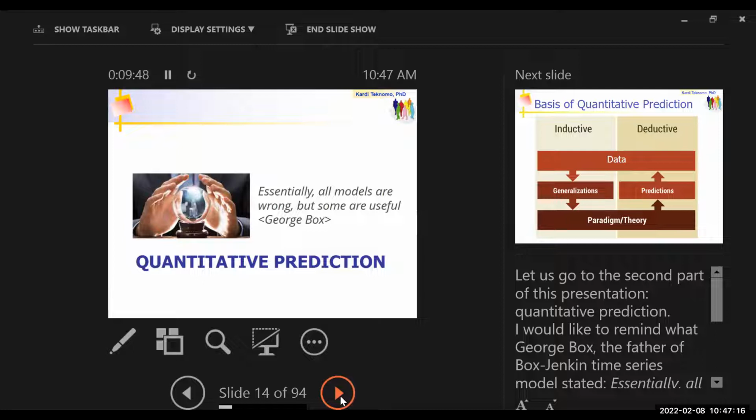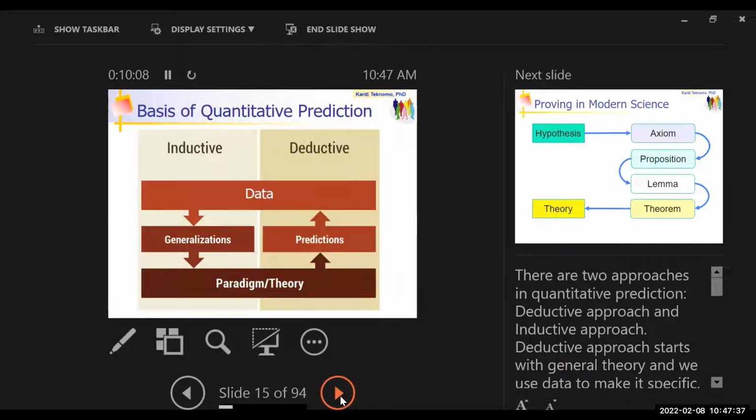A model is an abstraction of reality, a simplification of reality. So it must be wrong because it's just a simplification, right? But some of them are useful. For quantitative prediction, there are two ways. One way is called the inductive approach, and the second way is called the deductive approach.